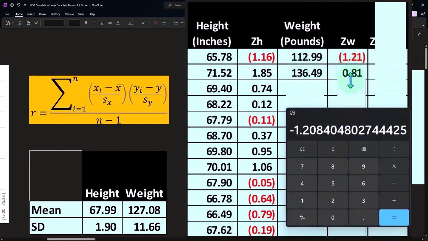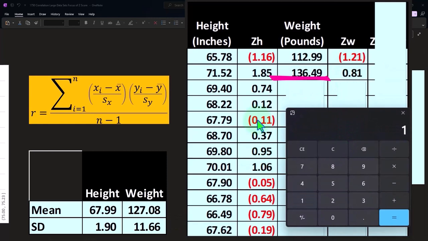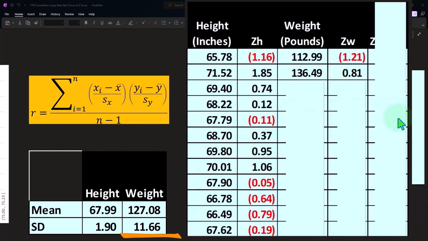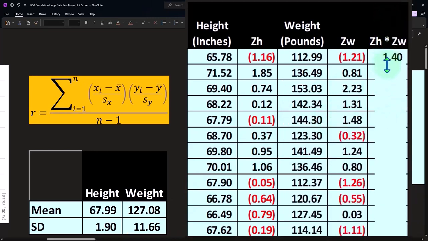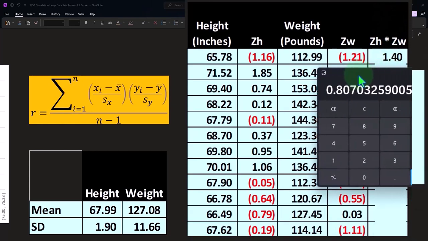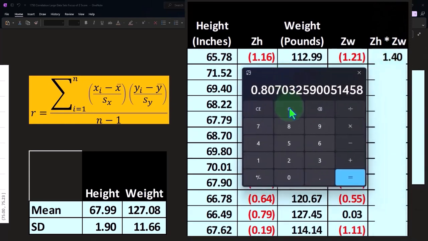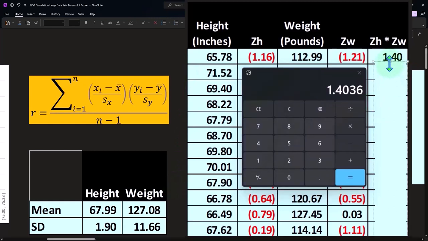Let's do one more for the fun of it, because I'm having a good time with this. 136.49 minus the mean, 127.08, divided by the standard deviation, 11.66, and that's going to give us about 0.81, and we do that all the way down. Once again, we let Excel do it all the way down. Otherwise, we would go crazy, as people must have done before Excel. They're all crazy people. So if we multiply these together, we get 1.4.